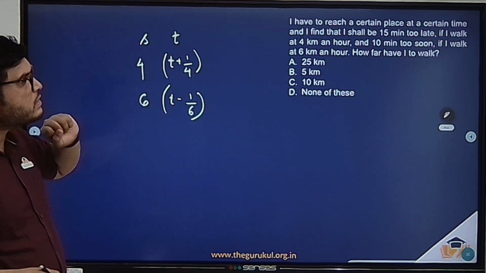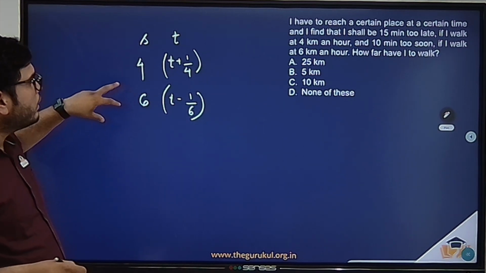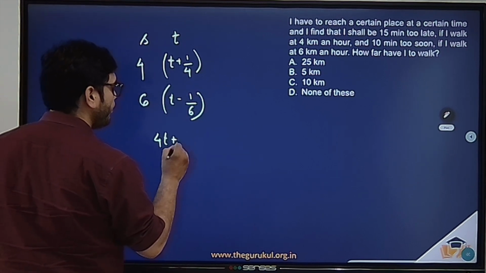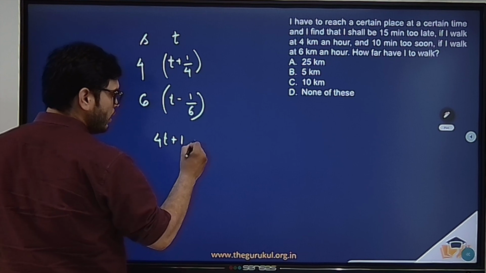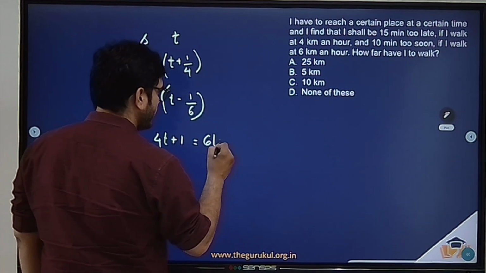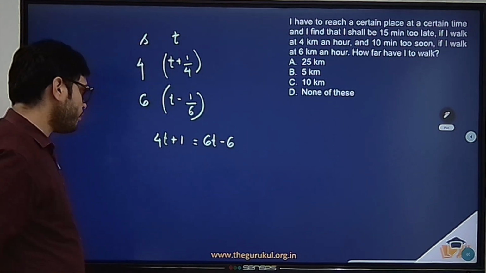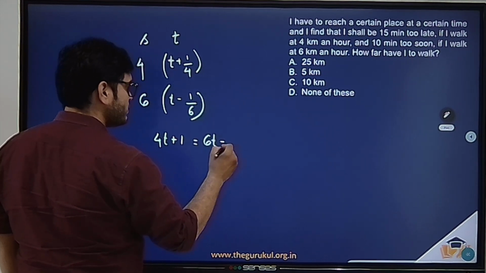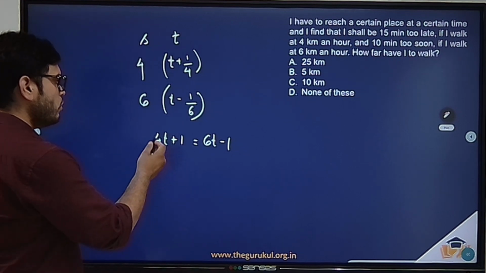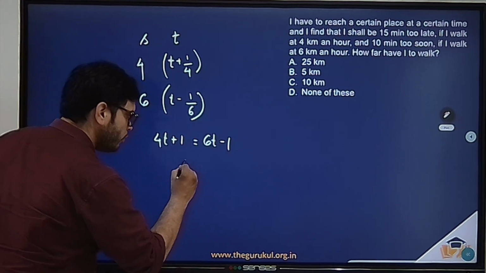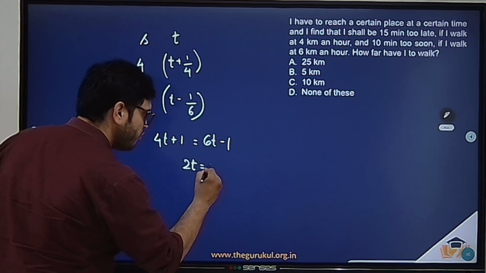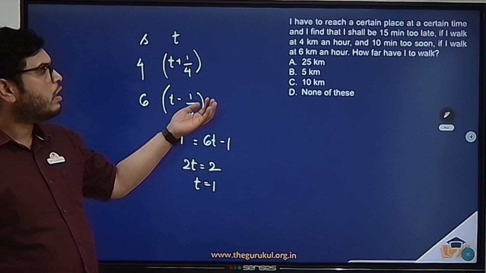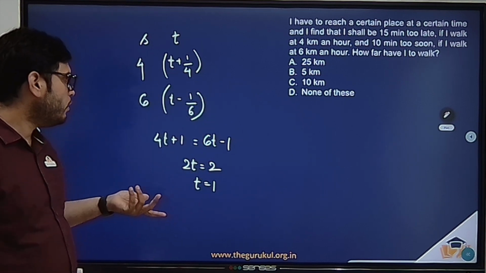Now in both these cases we are traveling the same distance, so speed into time: 4t plus 4 into 1 by 4, which is 1. Now this should be equal to 6t minus 6 into 1 by 6, which is 1. So sending 4t to the right-hand side, 2t is equal to 1 plus 1, 2, or t is equal to 1.